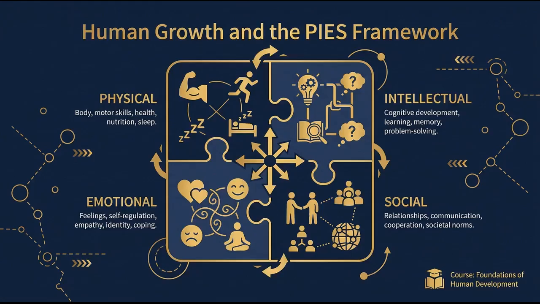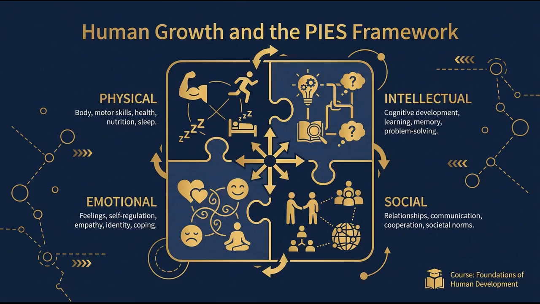Lesson 2. Human Growth and the PIES Framework. Understanding human development is crucial for assessing service users across different life stages. The SCE syllabus divides life stages into 5 age bands. We begin with infancy from 0 to 3 years, followed by childhood from 4 to 10, adolescence from 11 to 18, adulthood from 19 to 65, and finally old age from 65 onwards.